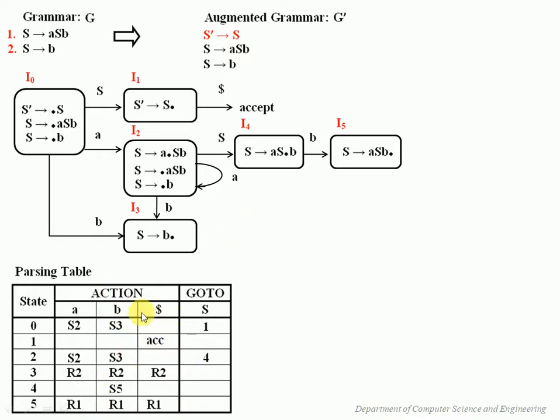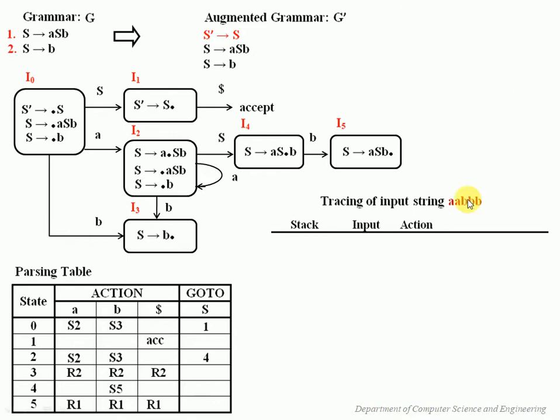Okay, so let us consider an input string A B B B. So this is an input string that needs to be checked against this particular grammar. So you need to do a parsing for this particular string. We will have a step-by-step procedure for this. You need to see the stack, and you need to see the input buffer, and what action will be performed on those symbols that you are going to check.